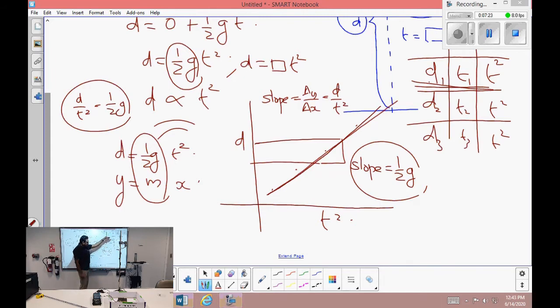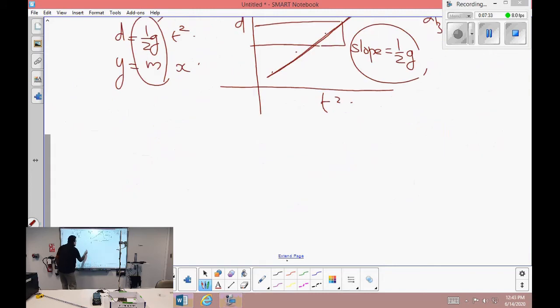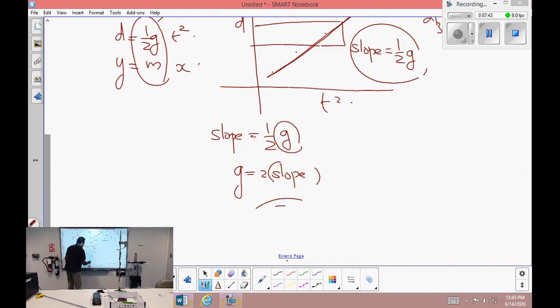Now, after getting these readings, when we plot, we'll get a straight line, and from the straight line we can find the slope, and the slope will be equal to half g. Therefore, once we have the slope, we can get g. What is g? 2 times slope. So we are going to find the experimental value of g, that is equal to 2 times slope. And that is our experimental plan, and we're going to do that here.